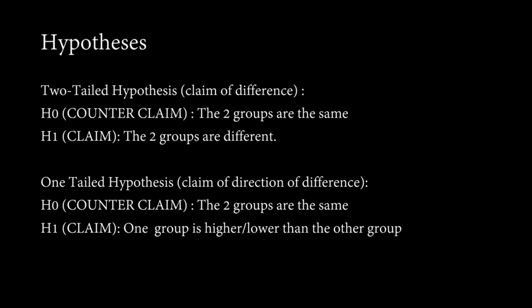What are our hypotheses? Well, a two-tailed hypothesis is just a claim of difference. So the null hypothesis is that the two groups are the same. Our alternative hypothesis is the groups are different. A one-tailed hypothesis has a claim of a direction, so the null hypothesis stays the same, but the alternative hypothesis is one group is higher or lower than the other group.